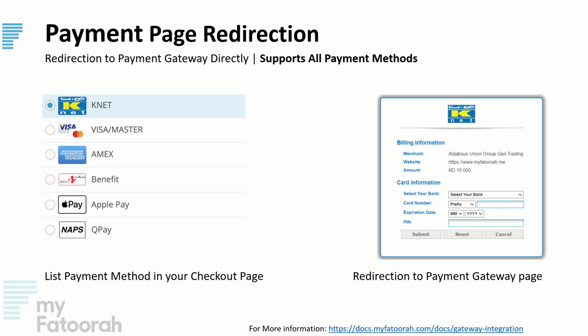First, we have the payment page redirection. In this flow, you list the available payment methods for your account on your checkout page, and once the customer chooses a specific payment method to complete the payment, they are redirected to the payment method to complete the payment flow. This flow is available for all the payment methods of MyFatoorah.